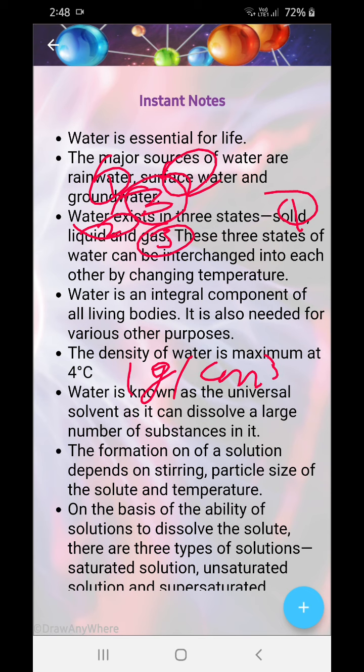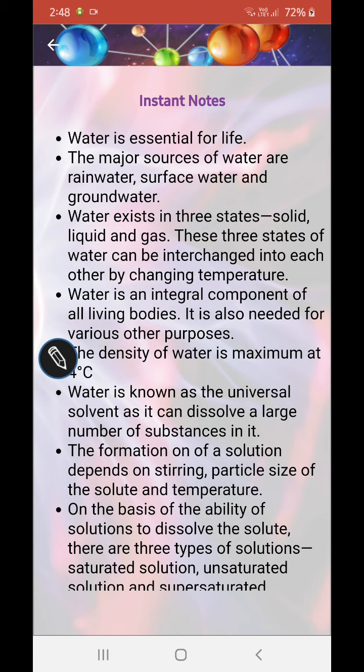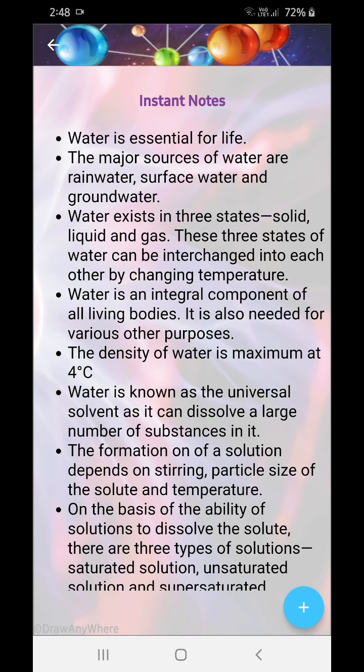I don't know whether you have learnt about density in physics or not, or whether it is in class 7 or not. Okay. Water is known as the universal solvent as it can dissolve a large number of substances in it. Almost all substances are dissolved in water, so it is known as the universal solvent. This point is very, very important.